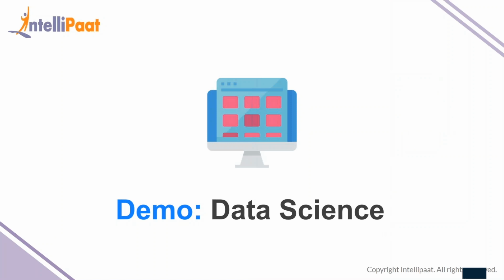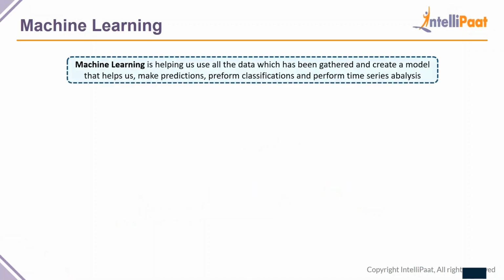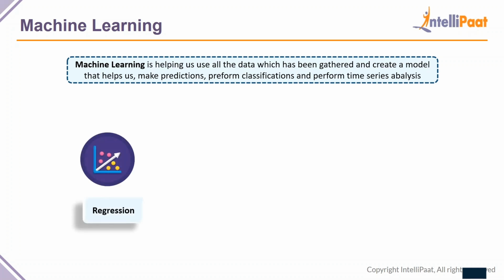So now that we have taken a look at the demo using data science, let's take a look at machine learning and how that helps us. So machine learning is helping us to use the data which has been gathered, and we use it to create a model that maps onto the real world and helps us make predictions. It helps us make classifications. It helps us do time series analysis as well. So let's take a look at this.